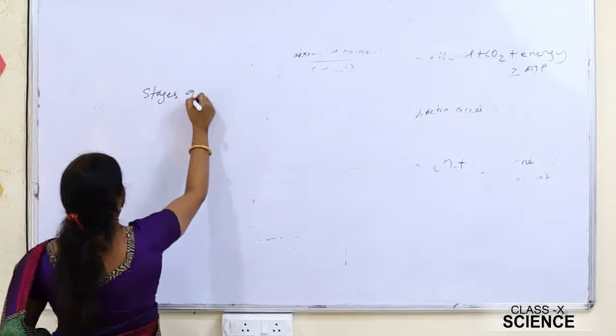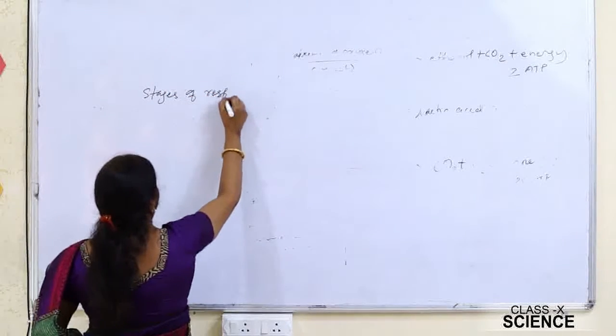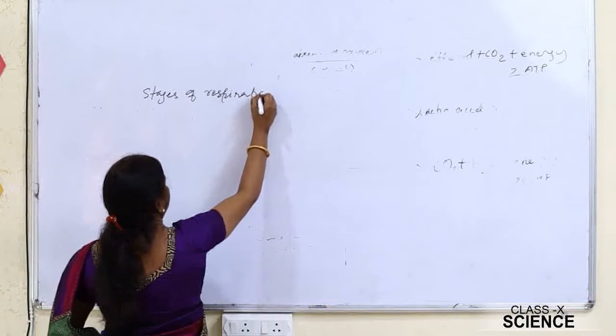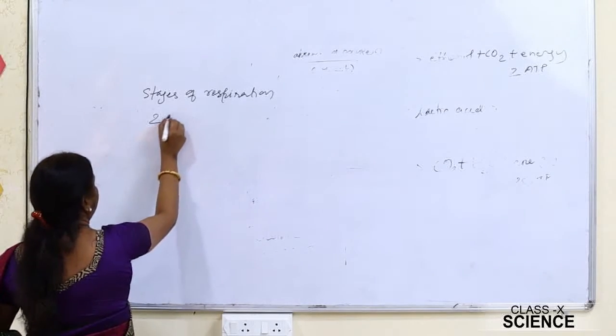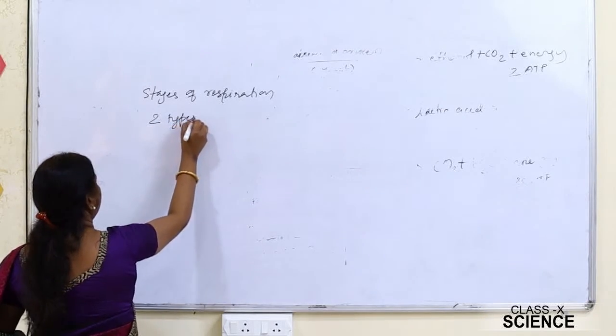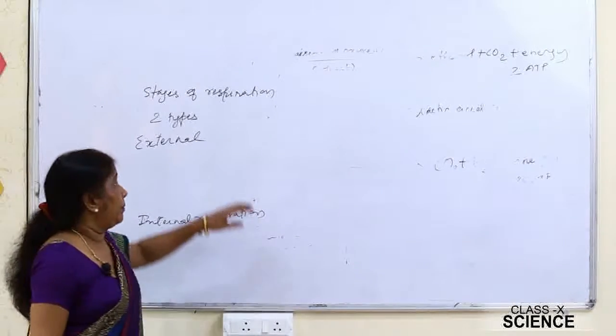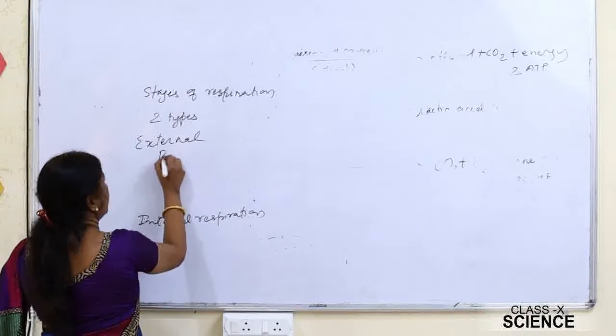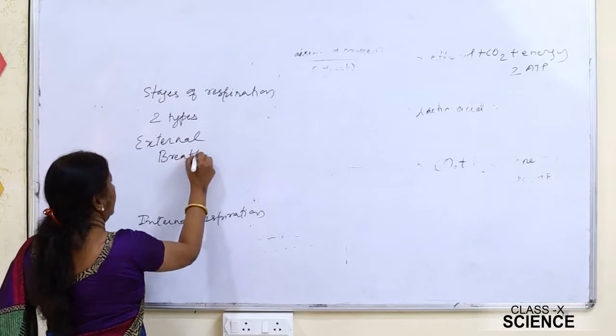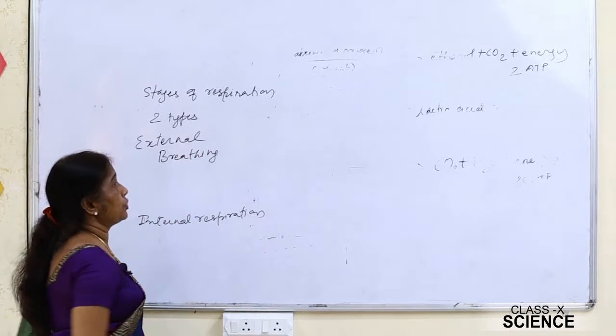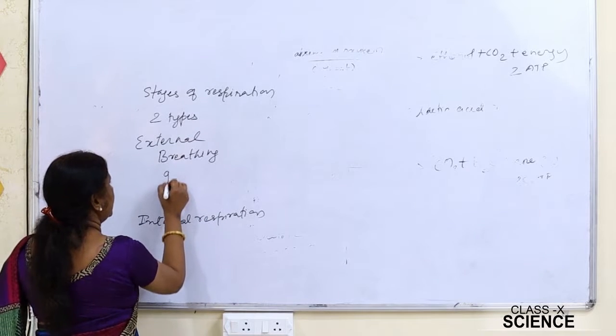Stages of respiration. The stages of respiration are basically of two types: external respiration and internal respiration. Among them, external respiration is the process of breathing and gaseous exchange.